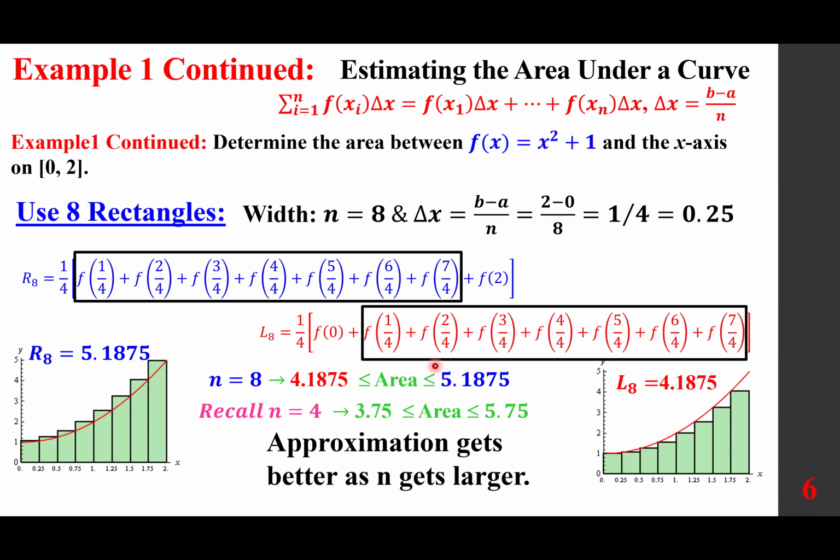So the other thing I want you to notice, this function is increasing and it's concave up. When the function is increasing and concave up, right endpoints overestimate the area. Left endpoints underestimate the area, okay? That's what happens, and the graph indicates that. So you should be able to tell by the graph.